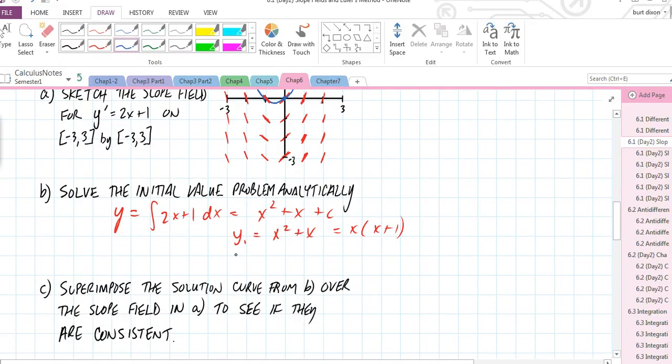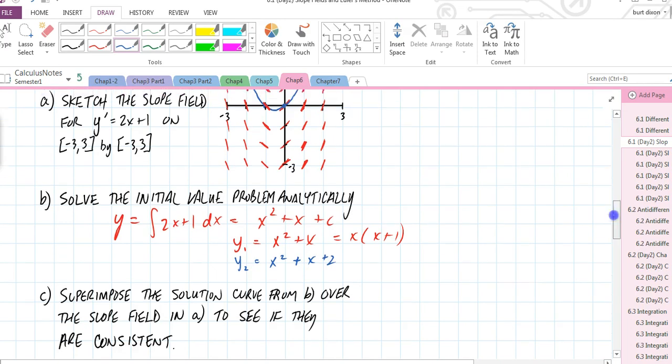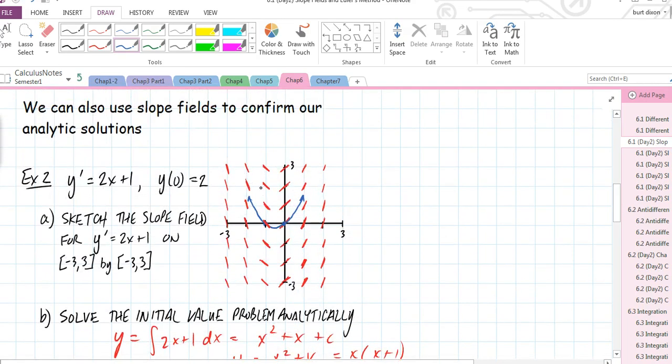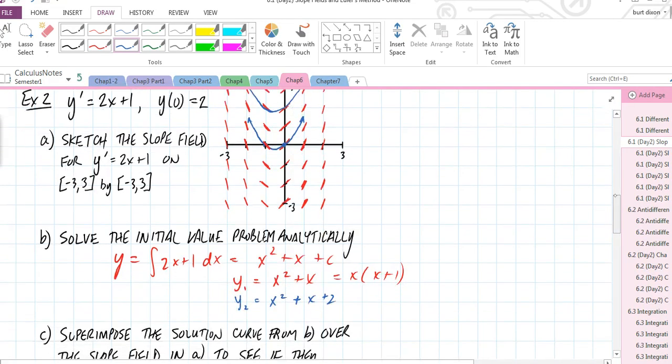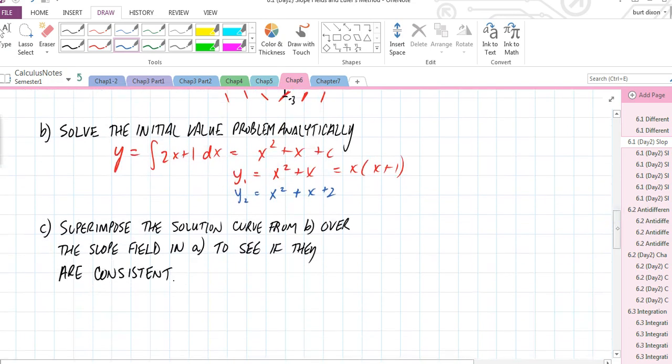Okay, another graph would be y equals x squared plus x. I can pick any constant I want, so this time I'm going to try plus 2. That's going to be the same parabola, but with a y-intercept of 2. So that's going to look like this. Okay, so we have a series of parabolas that are all general solutions of that differential equation.